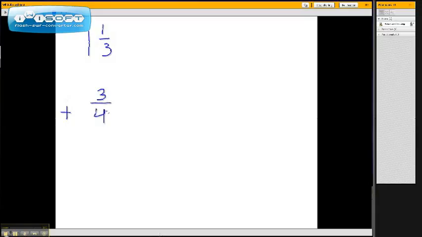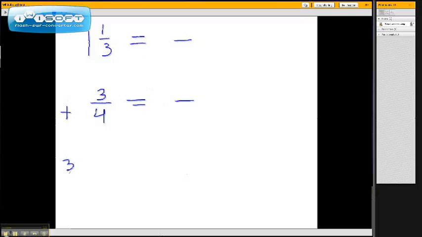And if you notice, in all the little videos, I like to set my problems up vertically like this, one on top of the other. So even though only one of them has a whole number, I'm just going to ignore that whole number for now, and I'm going to wait to set up my equivalent fractions with my common denominator.